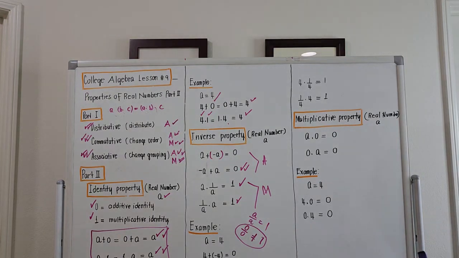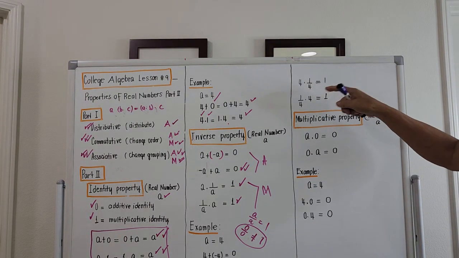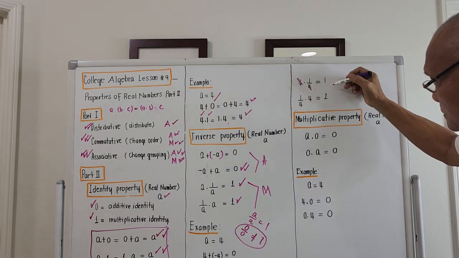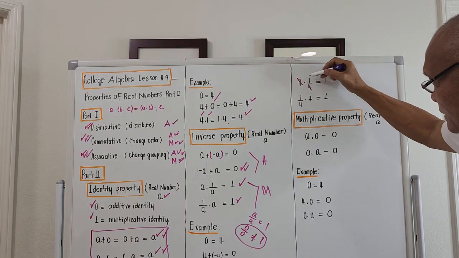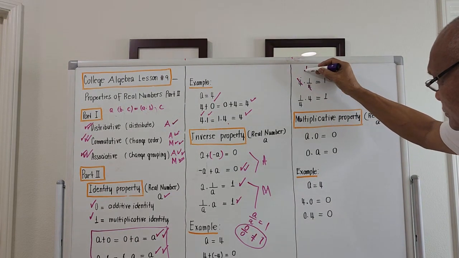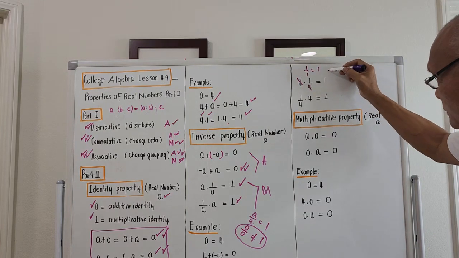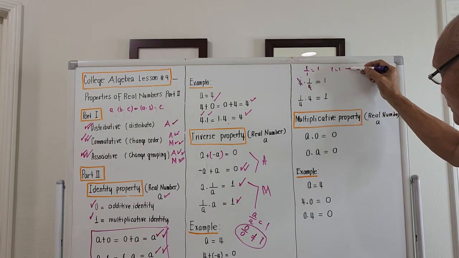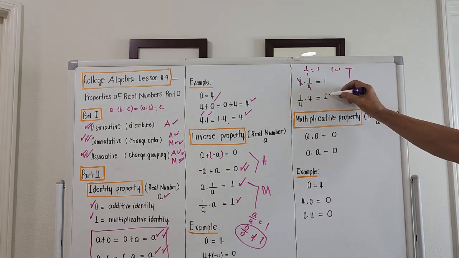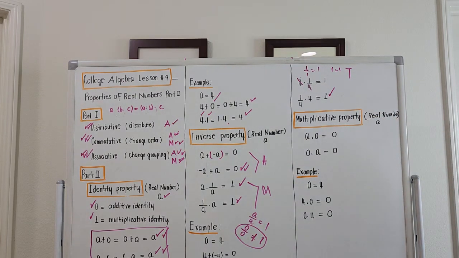Under multiplication, it's this: 4 times 1/4 is equal to 1, because this 4 here cancels with this. So 1 times 1 is 1. Okay, this is 1 already. So 1 over 1 is equal to 1. So 1 is equal to 1. It's true, right? That's it. That's the so-called inverse property of real numbers.